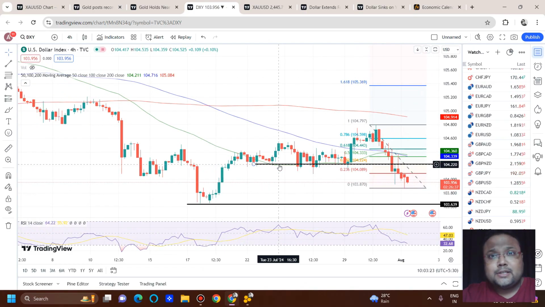Yes, the dollar index is also going down, but the correlation between DXY and gold is not like earlier. We do not get to see the candle by candle correlation, but yes, whenever there is a big impact on the chart of DXY, we get to see the opposite on the chart of gold. So right now gold is bullish. That's it.